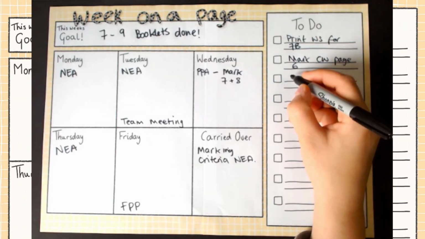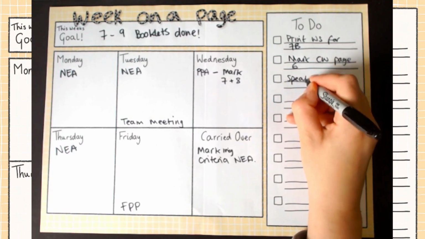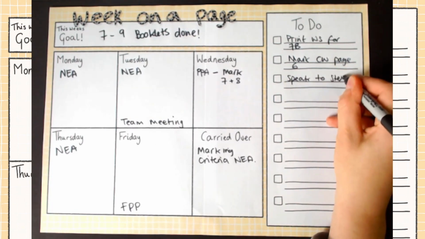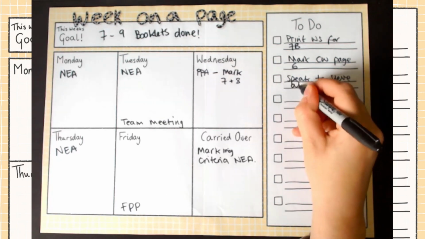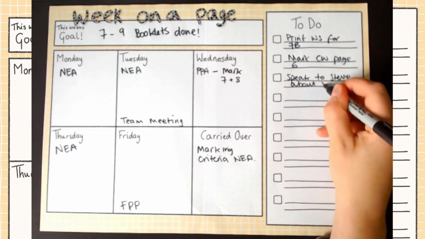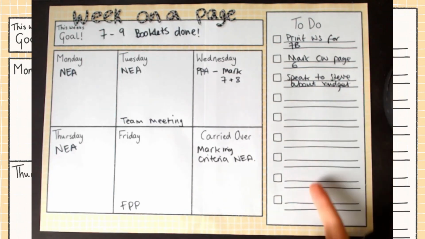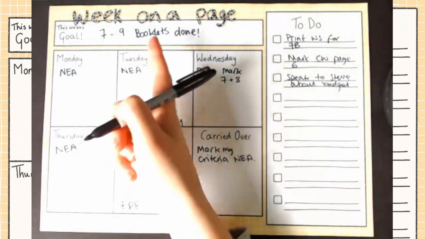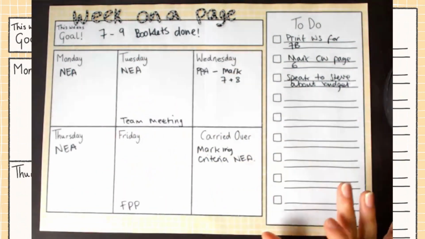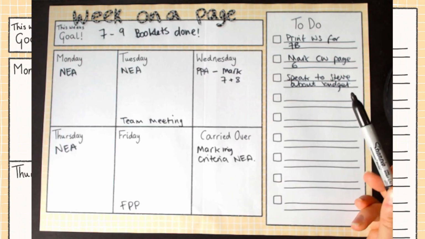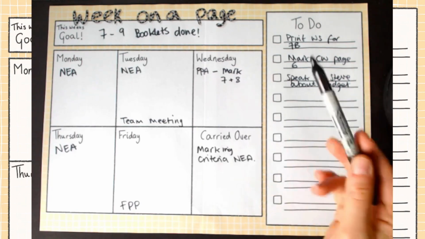Maybe you need to speak to, I don't know, Steve. Speak to Steve about budget or whatever. These can be your kind of like the understudies to this big main goal here, and you tick them off as you're going. Now you can actually add to these what day you're going to do them on.